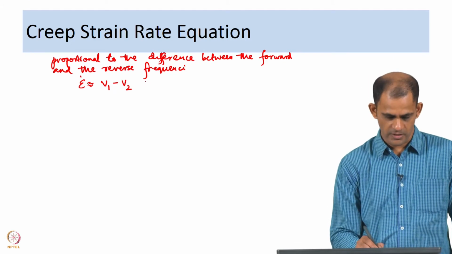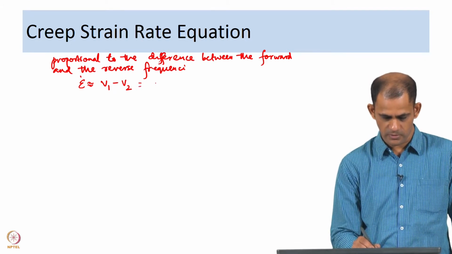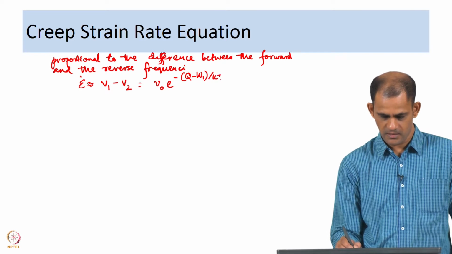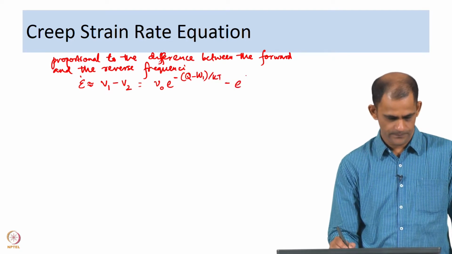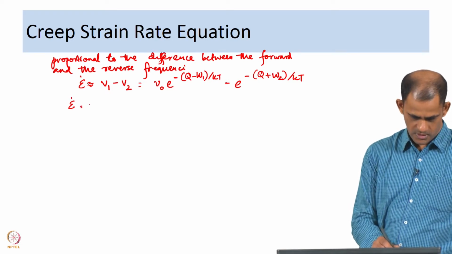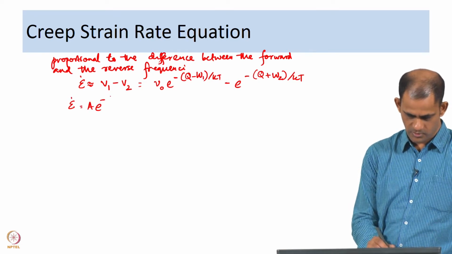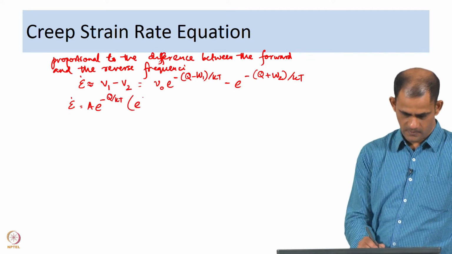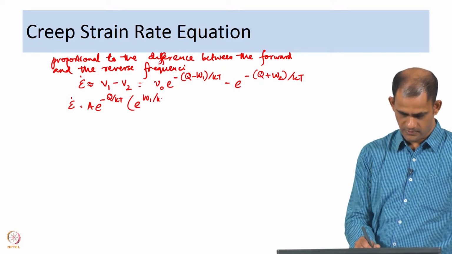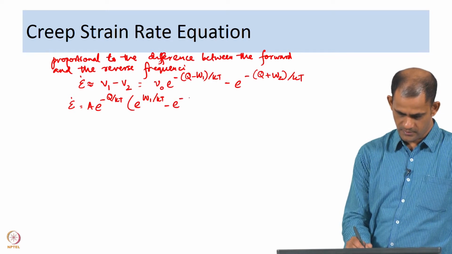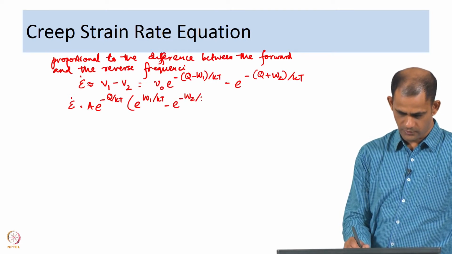Since nu 1 and nu 2 have already been given, it is going to be nu naught times e to the power minus (Q minus W1) over kT minus e to the power minus (Q plus W2) over kT. So, this makes the strain rate equal to some constant times e to the power minus Q over kT, into e to the power W1 over kT minus e to the power minus W2 over kT.